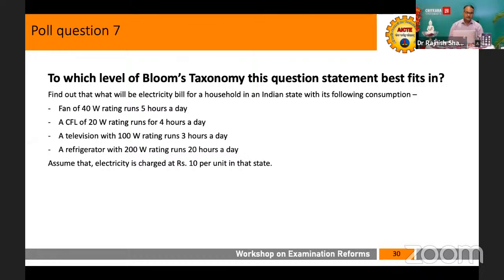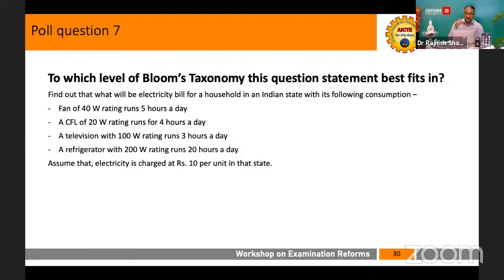Why apply? He is supposed to remember a couple of formulas, apply them, and then find out what the electricity bill will be for this particular household. So it is more of apply, and most of you also agreed to that. I'm very glad that you are appreciating and understanding this as well.